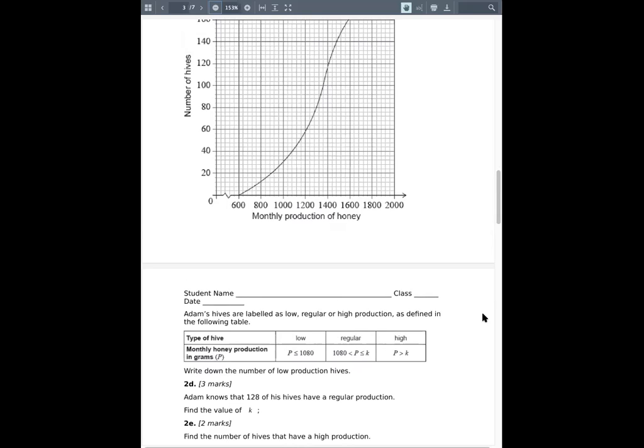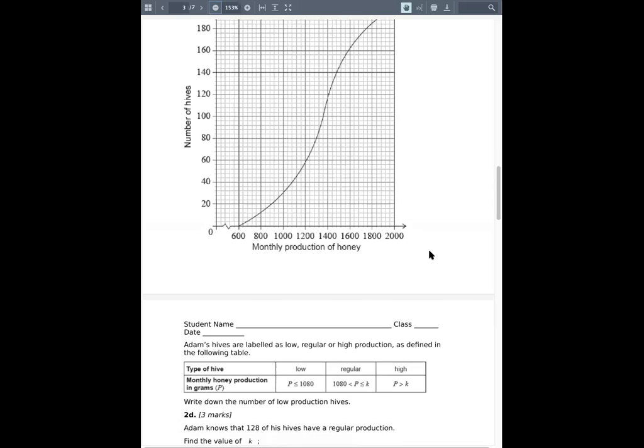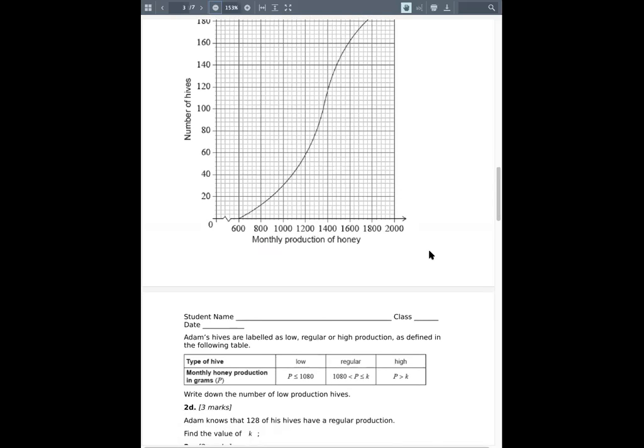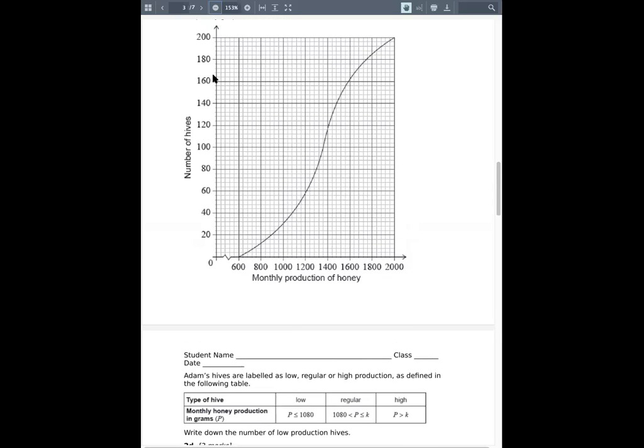Alan, do you by any chance understand this and know how to explain it? Yeah. Okay. So you know how we found how many hives have low production, right? And we know that 128 of them have regular production. So you would add 128 and 40, and so that would give us 168. And then we'd find 168 number of hives. I can't do it with the intervals, but you'll find it somewhere on the graph, go all the way down, and that's going to be the value of K, basically.